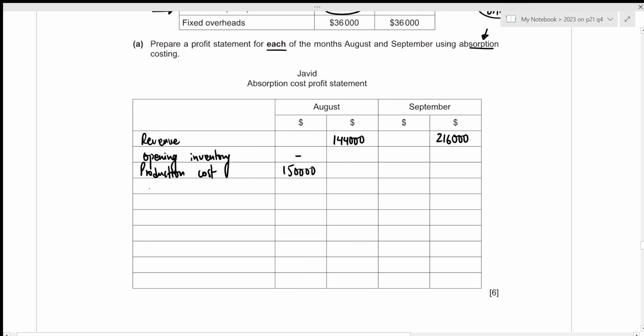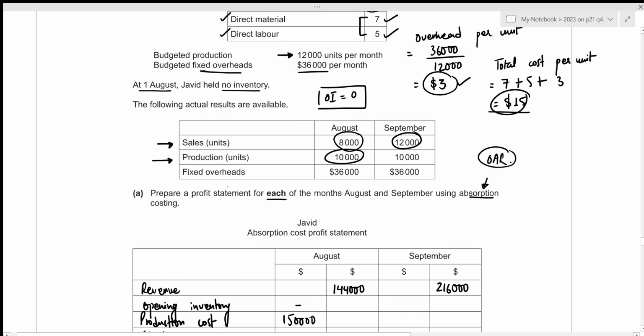Then the final item will be the closing inventory. Remember that closing inventory are just those units that have been produced in the current month, but we are yet to sell them. In this case, we produced 10,000 units, but we were only able to sell 8,000 units. So out of 10,000 units, we sold 8,000, which means the remaining units are just going to be our closing inventory. That will be 10,000 minus 8,000, which results in 2,000.